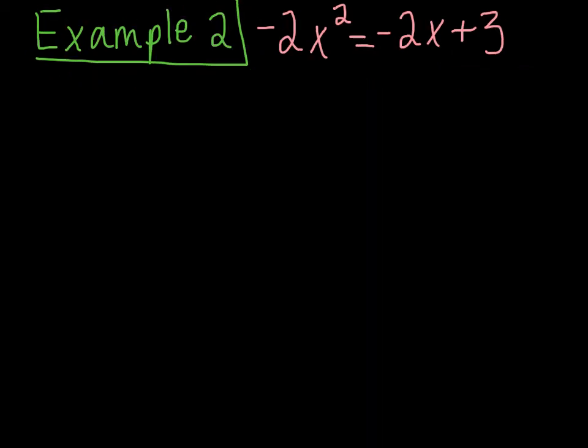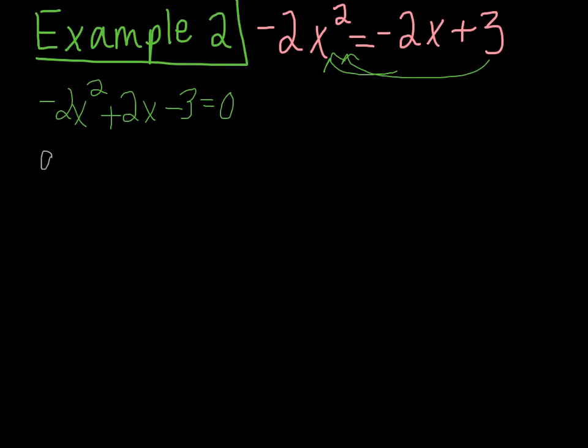Example 2 is negative 2x squared equals negative 2x plus 3. Before we solve using the quadratic formula, we've got to make sure that we're in standard form, which we're not. So we need to move the negative 2x over and the 3 over. It's going to look like this: negative 2x squared plus 2x minus 3 equals 0. Once we're there, now we can label our a, which is negative 2, our b, which is positive 2, and c, which is negative 3.